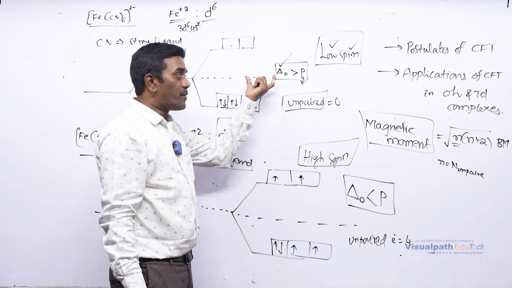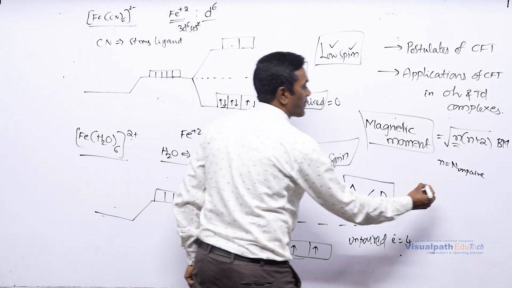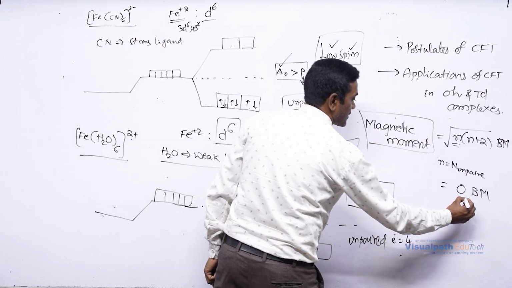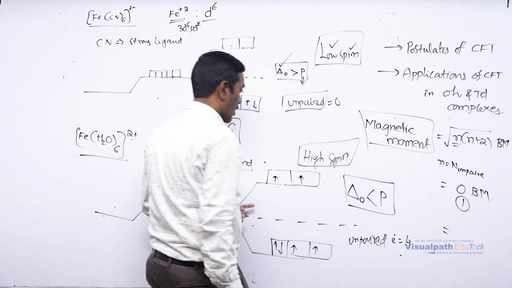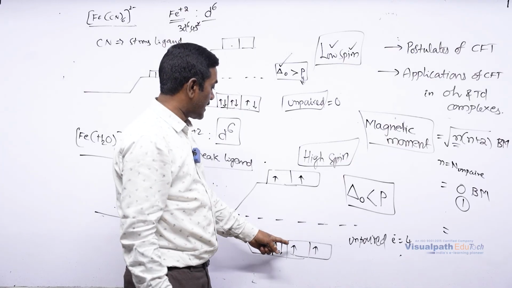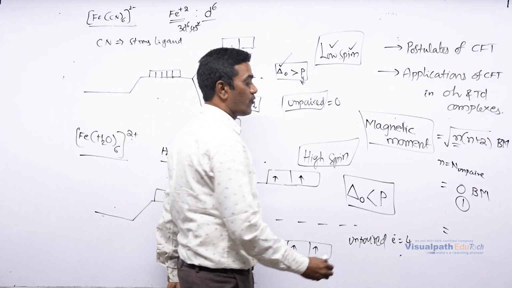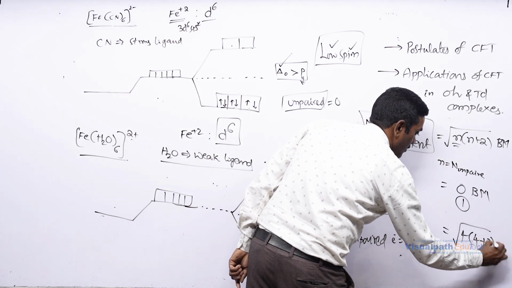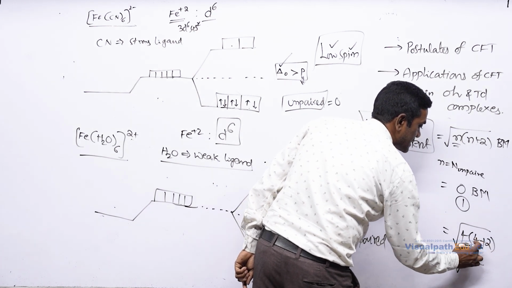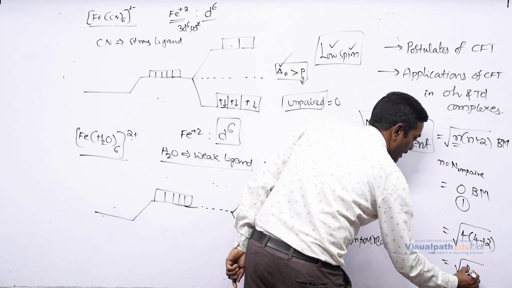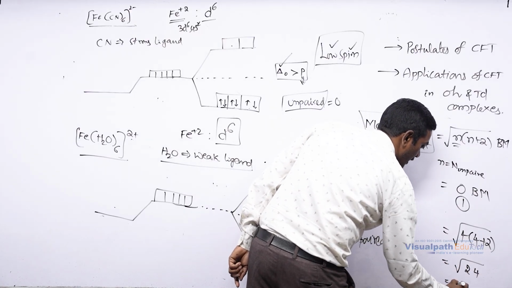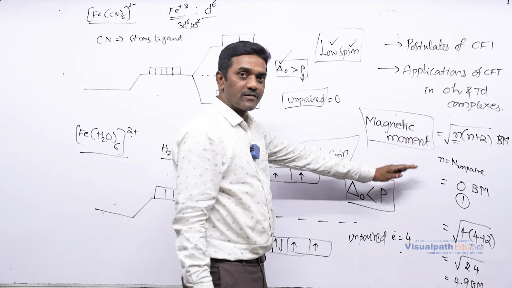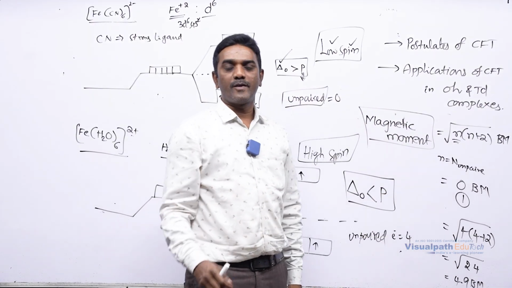Here, what is the magnetic moment of this particular complex? Obviously, there are no unpaired electrons, so 0. For the second one, what is the magnetic moment? Here we can see 1, 2, 3, 4, 4 unpaired electrons are there. That means root of 4 into 4 plus 2. What is the magnetic moment? Obviously 6 fours are 24, which is approximately equal to 4.9. So in this way we can calculate magnetic moment also.